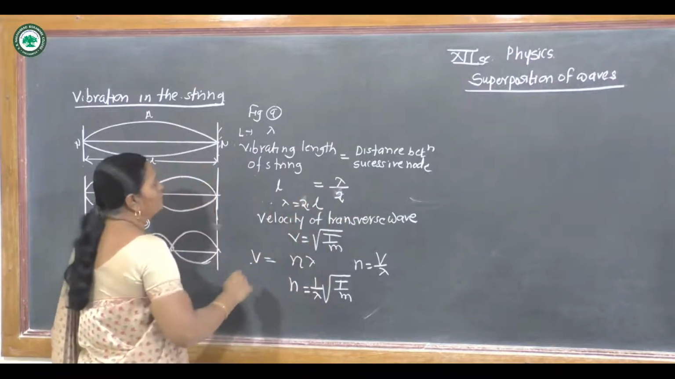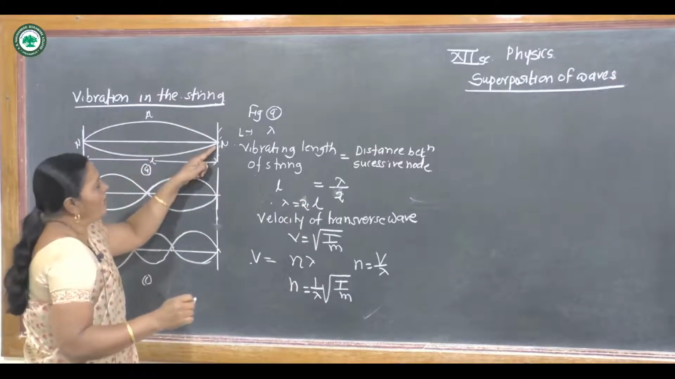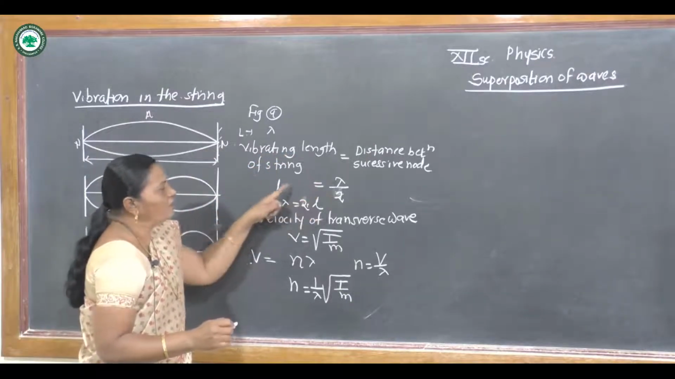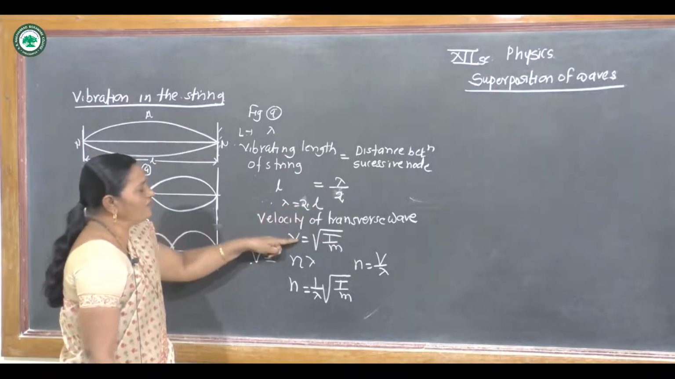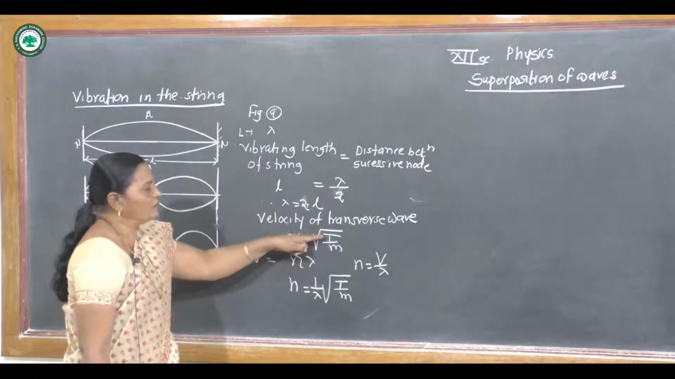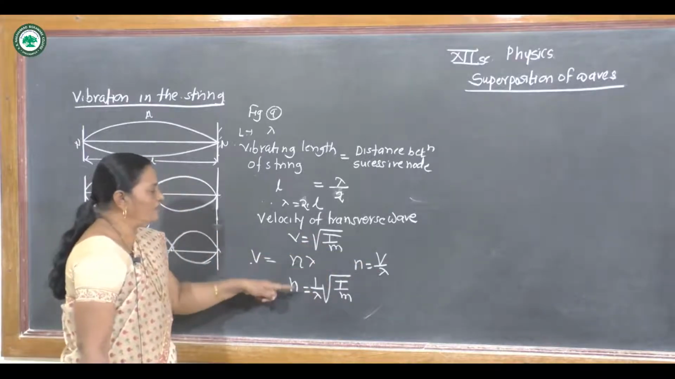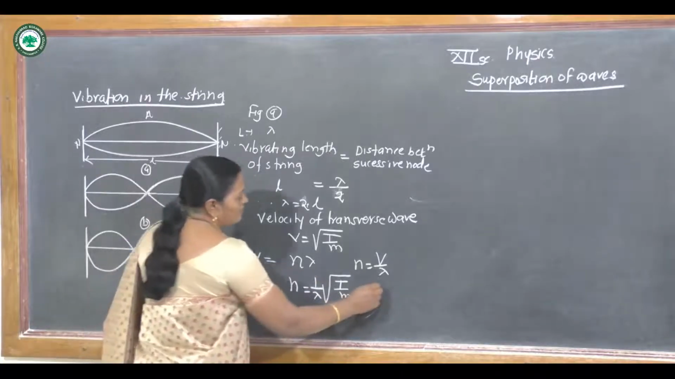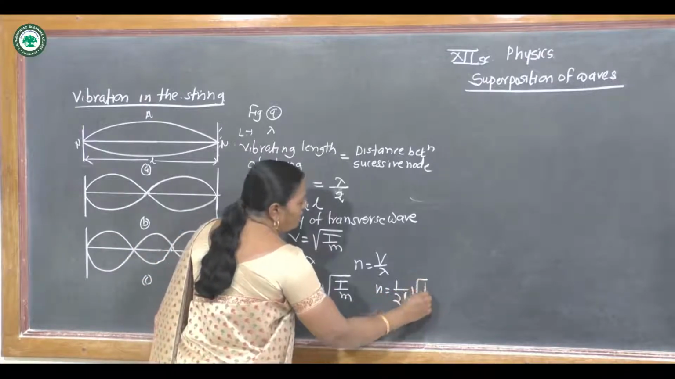Therefore the distance between two successive nodes is lambda by 2. Here the vibrating length of the string is lambda by 2. L is equal to lambda by 2, so lambda is equal to 2L. Substitute the value in this case. The velocity of the transverse wave V is equal to under root T upon M. N is equal to V upon lambda, V is equal to N lambda, so N is equal to 1 upon lambda under root T upon M. Thus N is equal to 1 upon 2L under root T upon M.